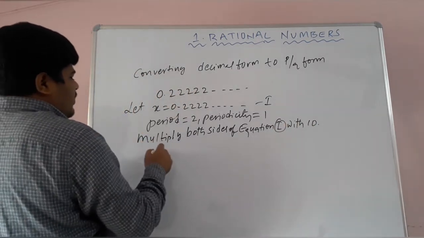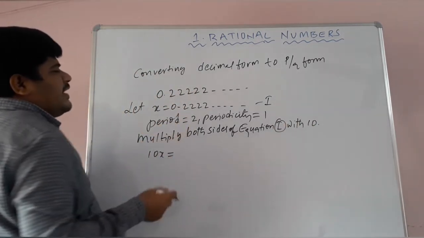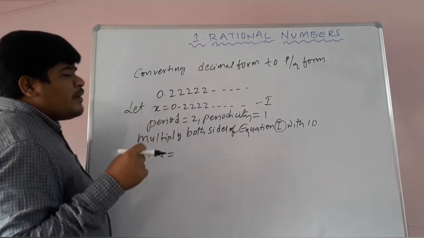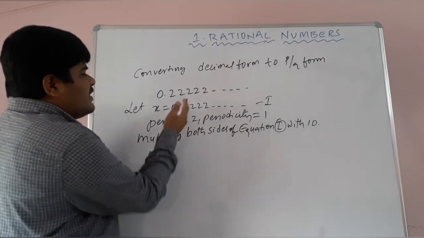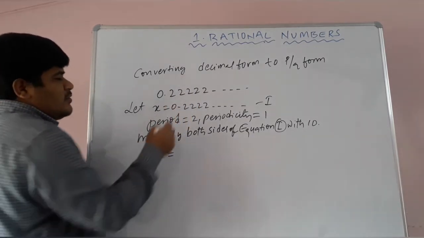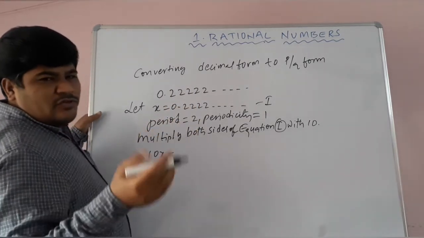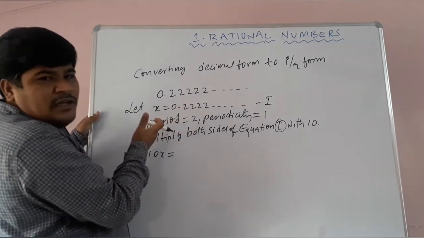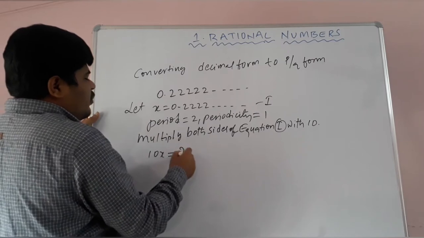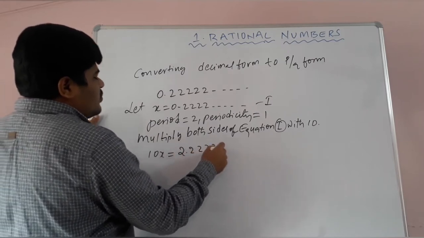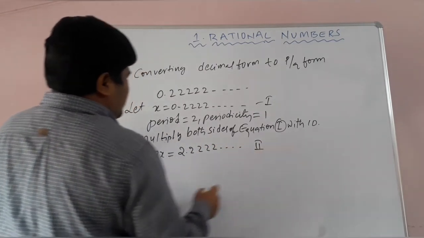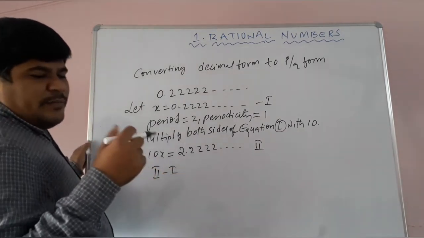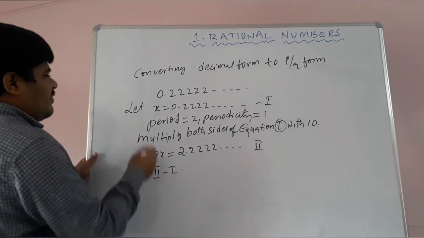So 10 into x is what, children? 10x. That is equal to 10 into 0.2222 and so on. When we multiply 0.2222 with 10, one digit will come forward of the decimal point. So among the 2s after the decimal point, the first 2 will come forward. So that is 2.2222 and so on. This is equation 2, children. Now subtract equation 1 from equation 2.